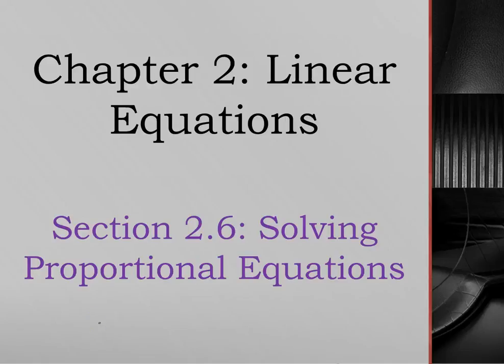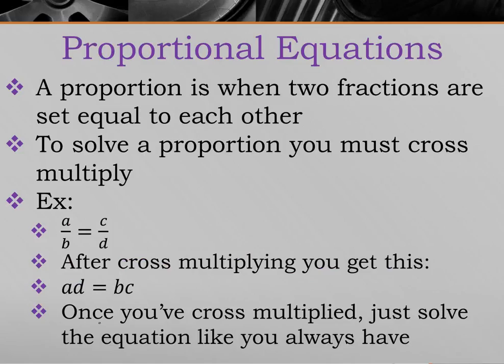Okay, so today we're going to talk about how to solve a proportional equation. A proportion is when you have two fractions set equal to each other. To solve a proportion, you can do what we call cross multiplying. You multiply the numerator and the denominator that's across from it together, and the numerator and the denominator of the one that's across from it as well.